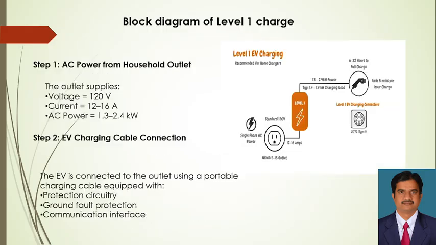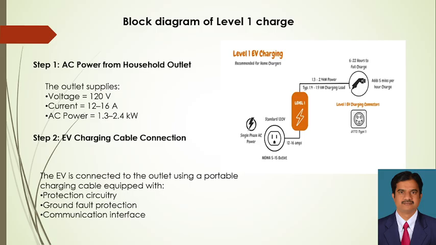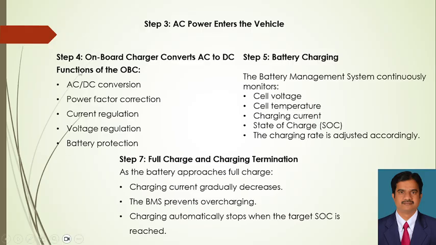As shown here, we do not use an external charger. The onboard charger is used in the electric vehicle. From the supply or the socket, we give single phase supply to the connector. Through the connector, the supply enters the battery. So in Step 4, as I said, the onboard charger converts AC to DC. The functions of the OBC are conversion from AC to DC, power factor correction, current regulation, voltage regulation and battery protection. This is the function of the OBC.